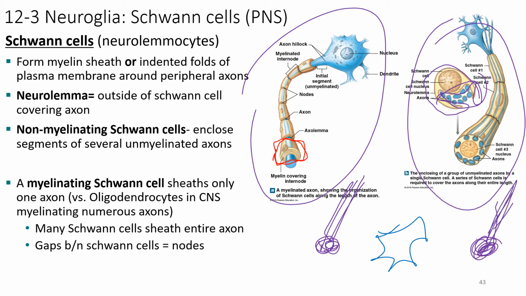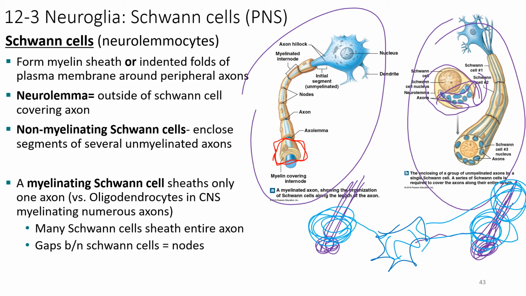Sorry, my poor drawing skills. And so he's going to have a process that comes out that has flattened itself, and it's going to wrap around here, and then he's going to have another process that comes out and it's going to wrap around here. You might have another that comes out and wraps around here to form our internodes. So that was the oligodendrocyte in the central nervous system.